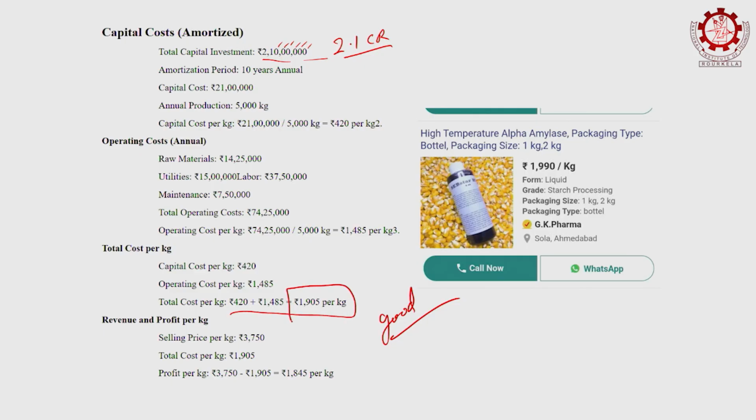And compared with the one available in the market, that was 1990 per kilogram, and that was also for starch processing grade. It was not a good grade like pharma grade. So if we do the revenue projection analysis, then in 2.2 years only, we can pay back all the things, that 2.1 crore we have assumed. That's it, sir.